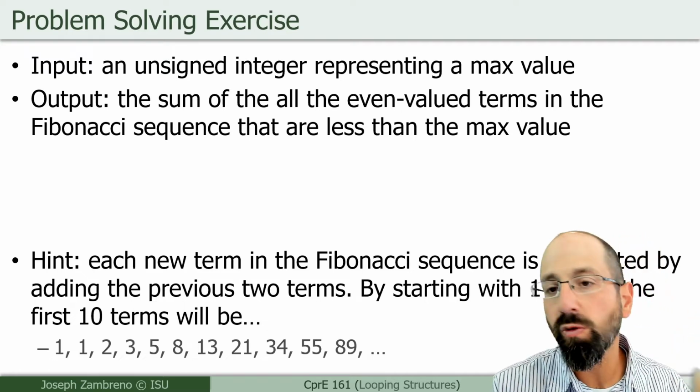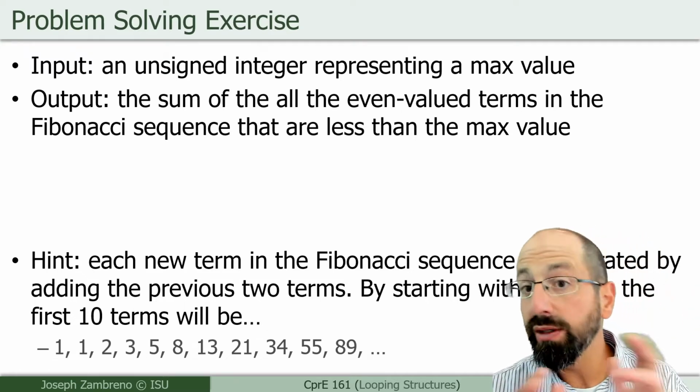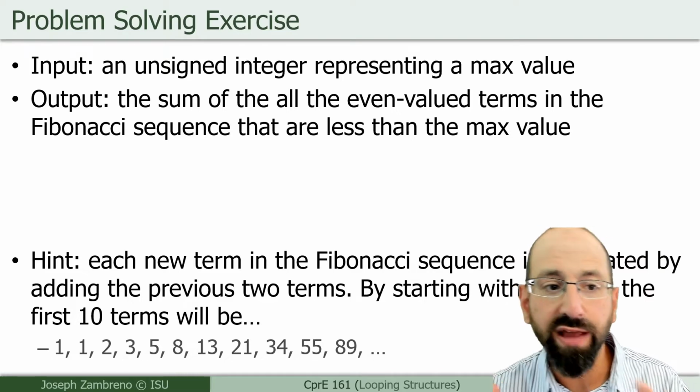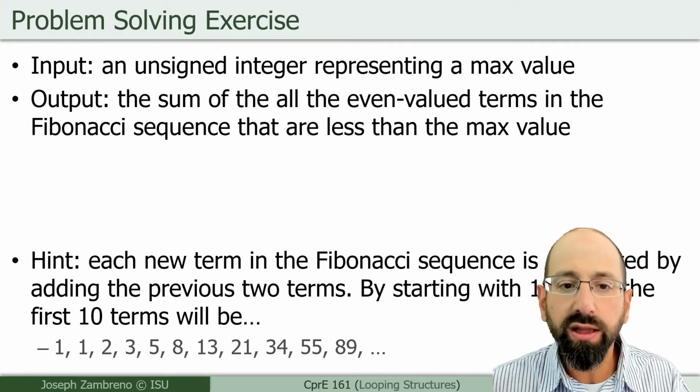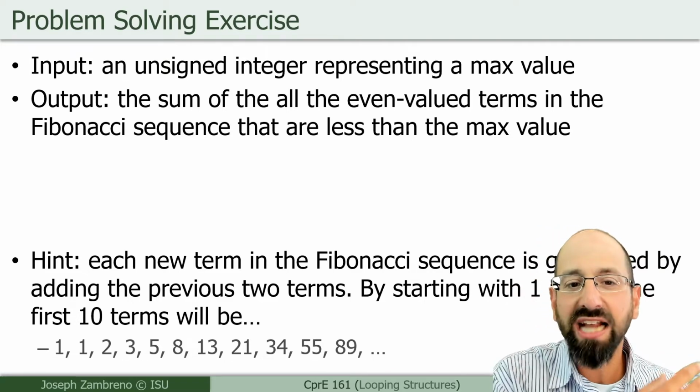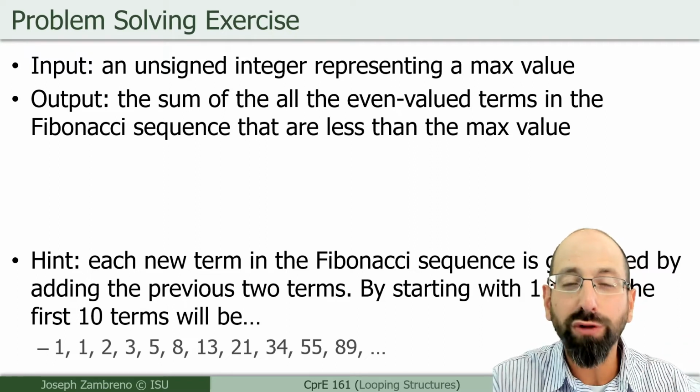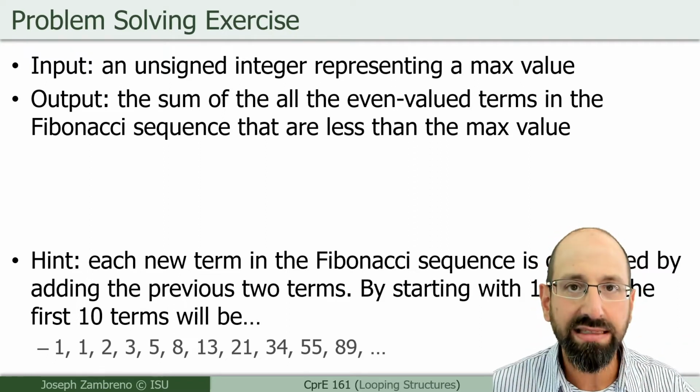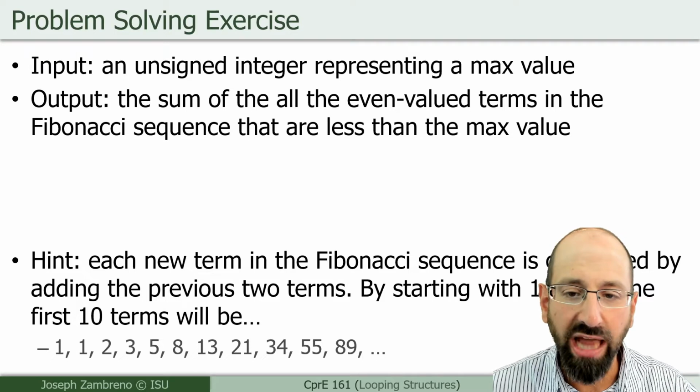So we take 1 plus 1 and get 2, then 1 and 2 and get 3, then 2 and 3 and get 5, and so on. It grows fairly quickly. For our purposes, we're going to set a maximum value, and we're going to want to add all of the even value terms in that sequence that are less than a maximum value.